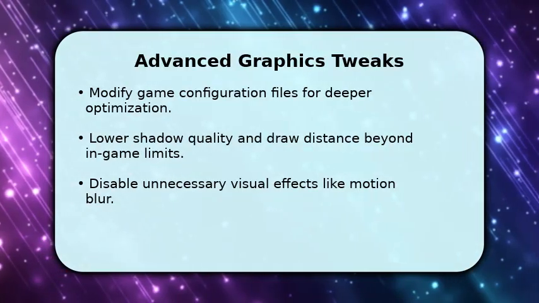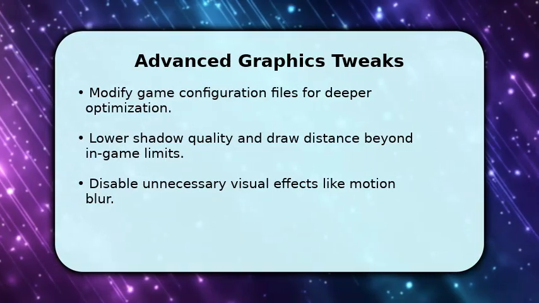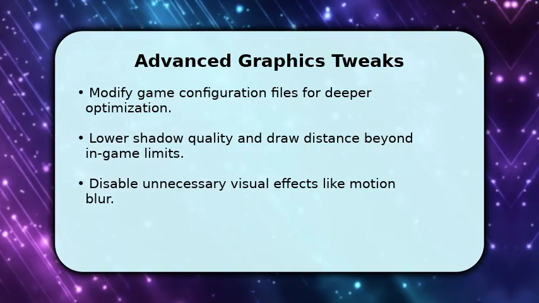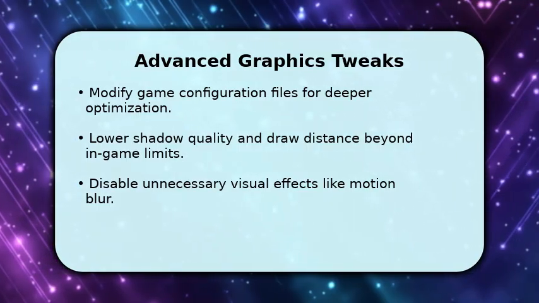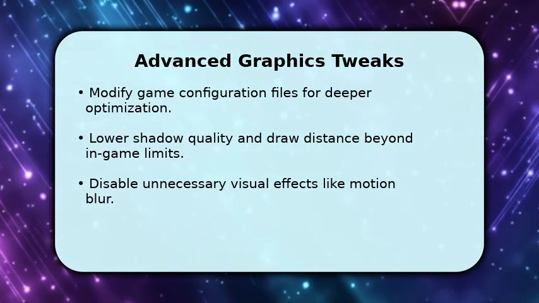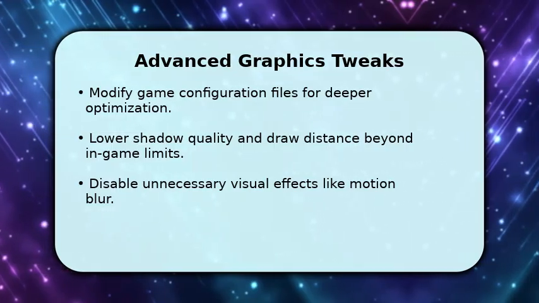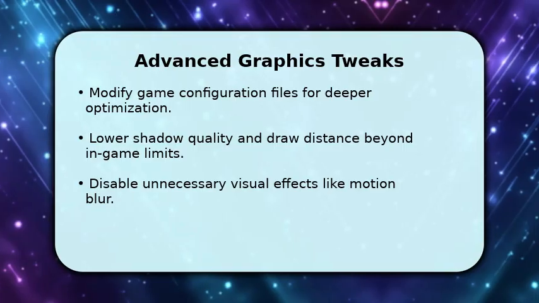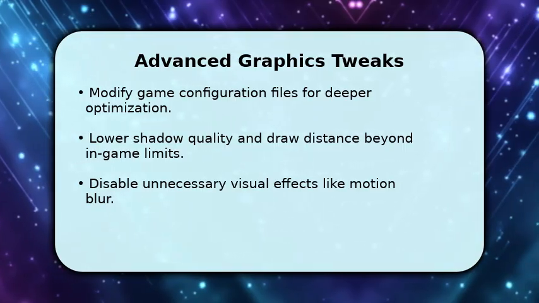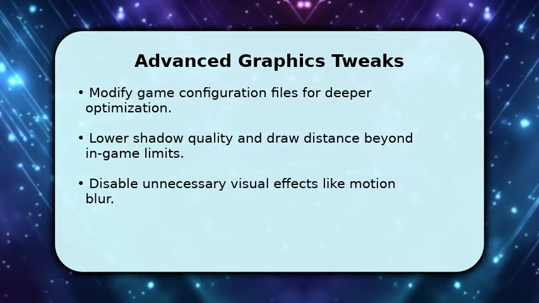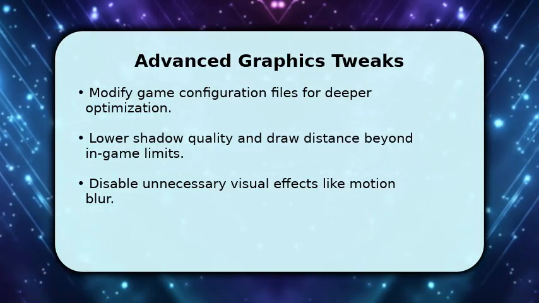Beyond the in-game menu, you can achieve further optimization by editing the game's configuration files. Locate the graphic CFG file, usually found in your app data folder. Here, you can manually lower shadow quality and draw distance even more than the game allows. Also, look for options to disable specific visual effects such as motion blur or bloom. Be careful when editing these files and always make a backup first.